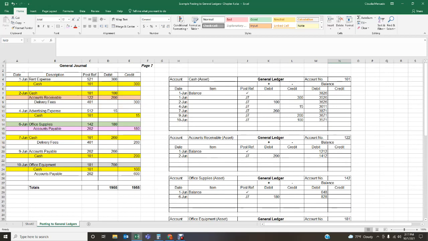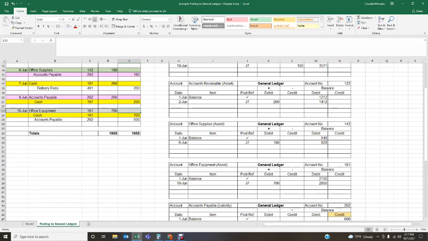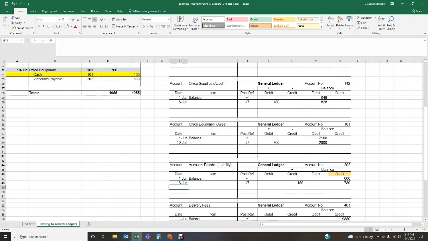Let's go look for some more. Here we have another transaction. On June the 9th, we have a debit of $200. Okay, so we must have made a payment. So June the 9th, this is journal 7, and we have a debit of $200.